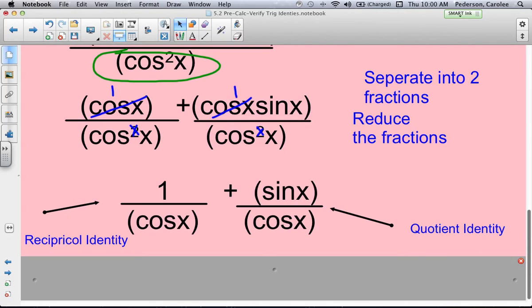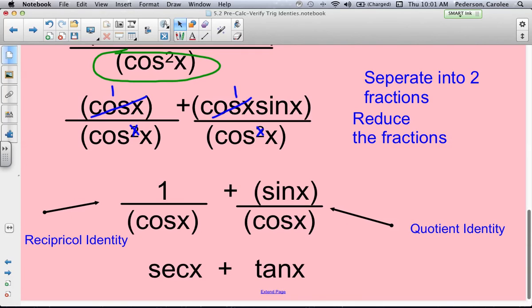So now I have 1 over the cosine of x plus sine of x over cosine of x. Two more identities pop up. The left one is the reciprocal identity, and the right one is the quotient identity, which is the secant of x plus the tangent of x. Good?